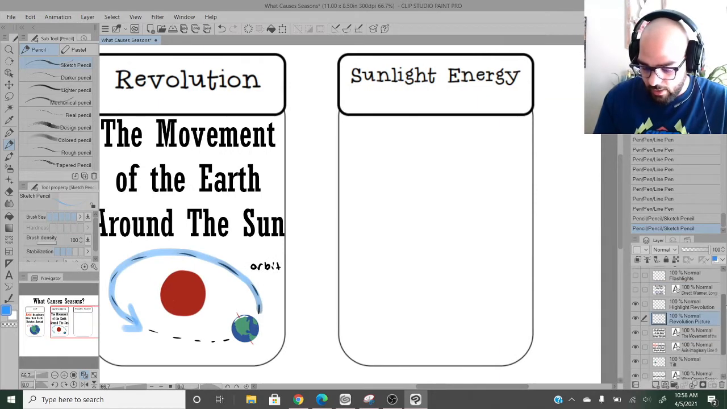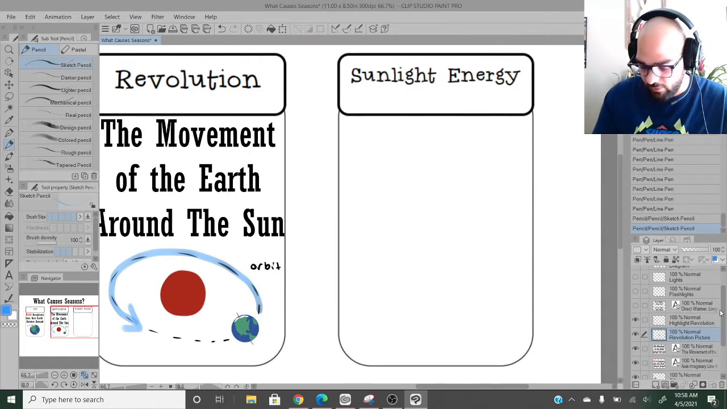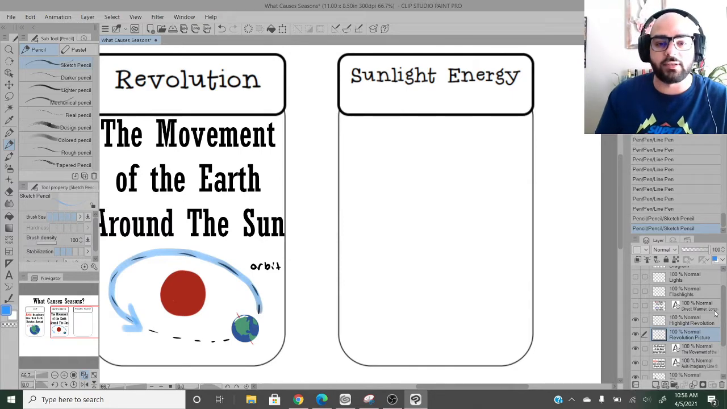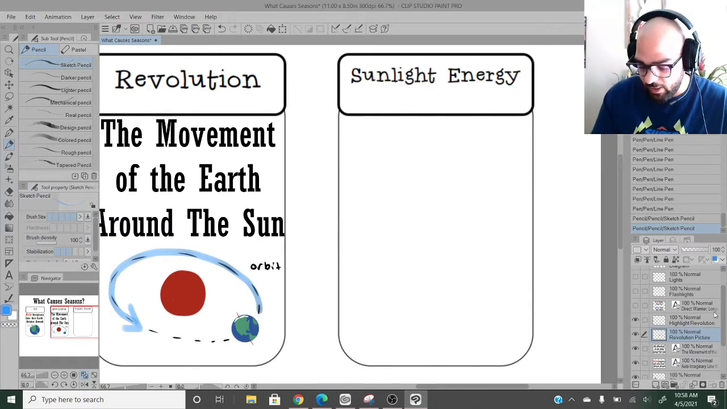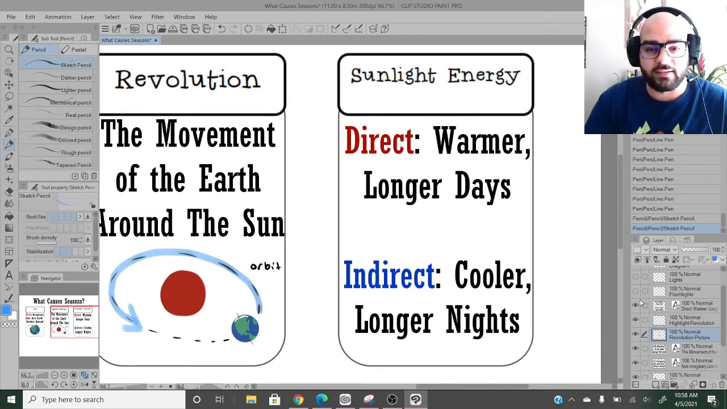So this one should be pretty simplistic for us, right? When we talk about sunlight energy, we're talking about light energy from the sun, and we're talking about specifically how much light energy it receives, how much light comes down to us. So when we refer to this sunlight energy, we're referring to the amount of direct sunlight. Are we receiving an intense amount of direct sunlight, or are we receiving an indirect amount of sunlight?